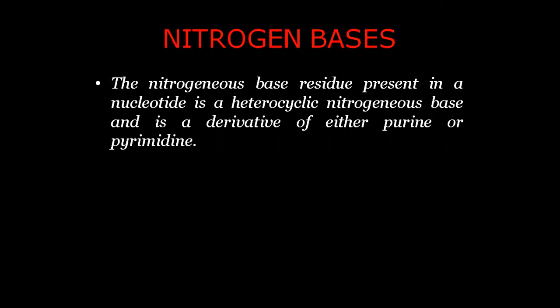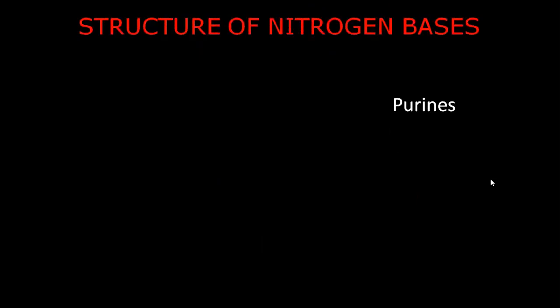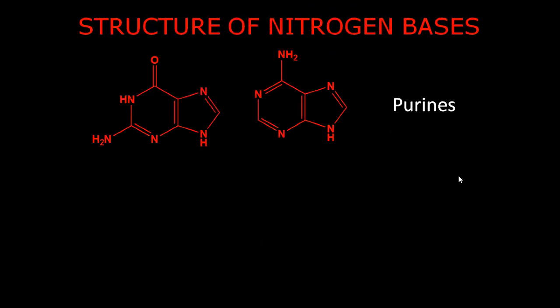And what we found out is that they are derivatives of 2 nitrogen bases, that is purine and pyrimidine. Remember that purine and pyrimidine themselves are not present in the DNA and RNA, but their derivatives are present. So let us try to see what those derivatives are. First, the purine derivatives, which are these 2, which we call guanine and adenine, represented as G and A also.